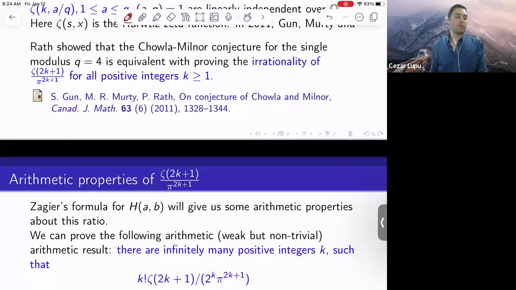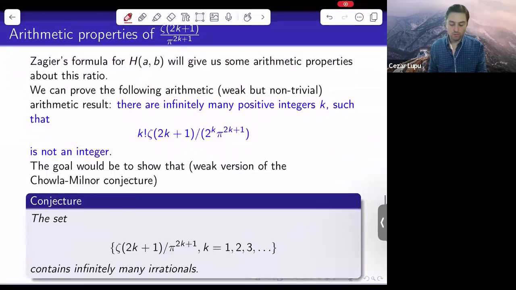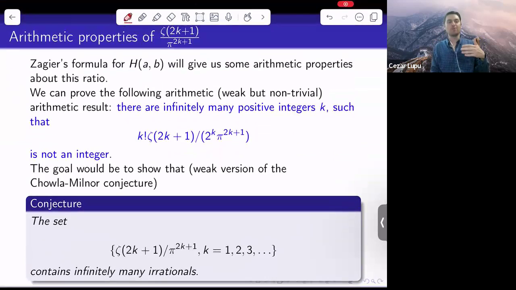But I will tell you what Zagier's formula from MCVs will give us in terms of these, and what we want to prove, what our best hopes would be, the best scenario to show. So Zagier's formula for HAB will give us some weak but non-trivial arithmetic property. In fact, it will give that there are infinitely many positive integers k such that this ratio here, as you can see, is not what we want. We want the k factorial and the 2 to the k to disappear. But it looks like this is the most we can prove: that this ratio is not an integer.